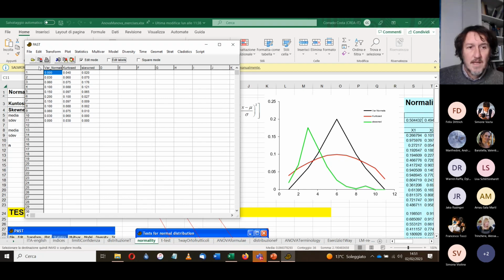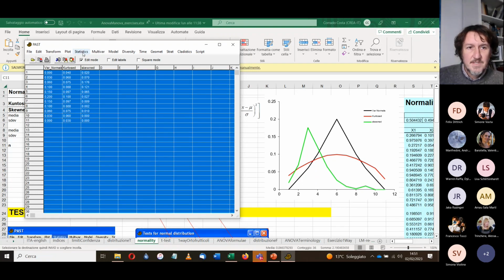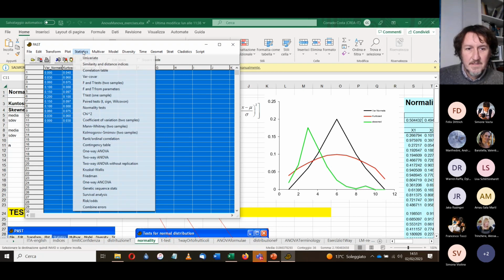So as you remember from yesterday, we have to select the columns that we would like to analyze. So all of them, I click here. In the menu statistics, here we have the univariate statistics. We conduct a normality test. Where is it? Normality tests here. Okay.